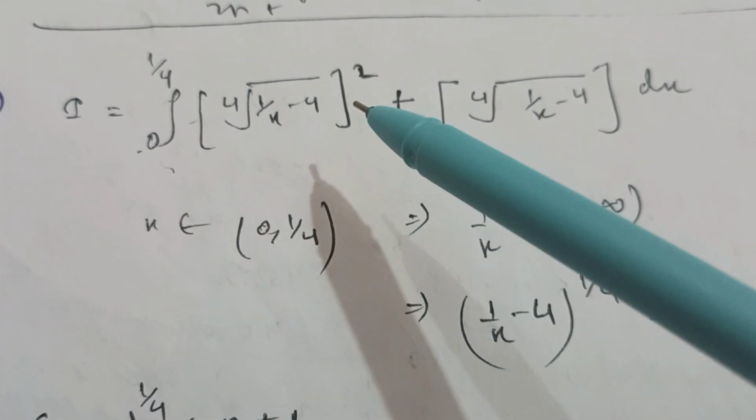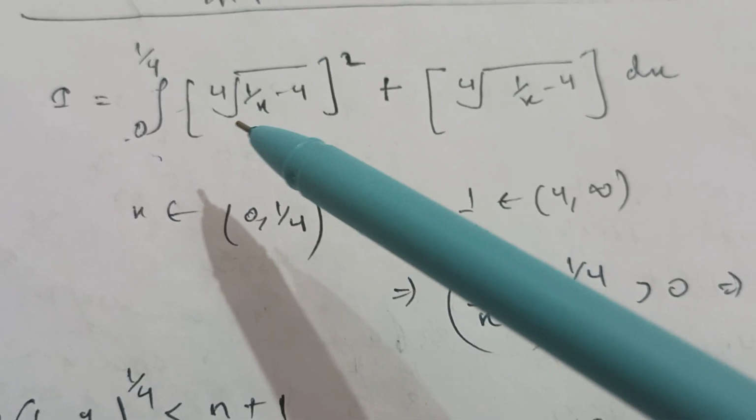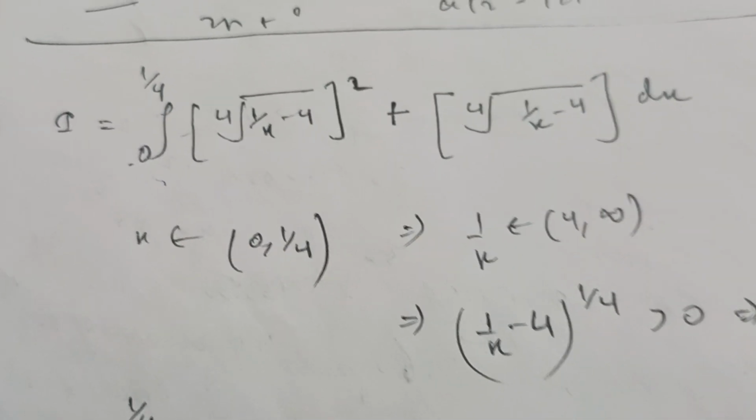and we have a floor function, and inside that floor function we have the 4th root of 1 by x minus 4, and we have a whole square here, and this is with power 1, no square here.